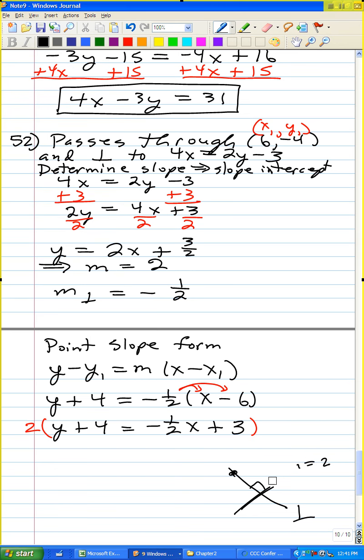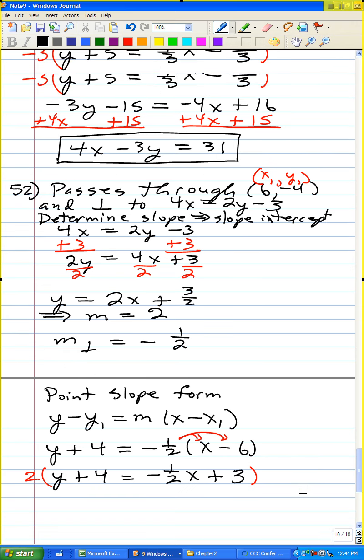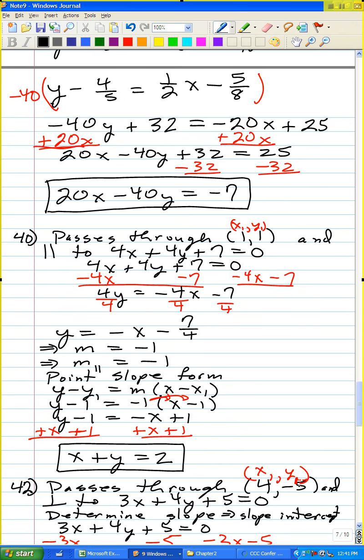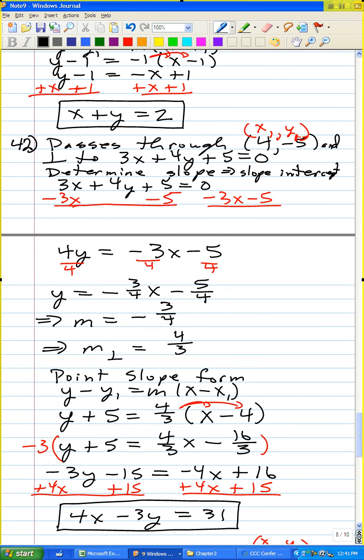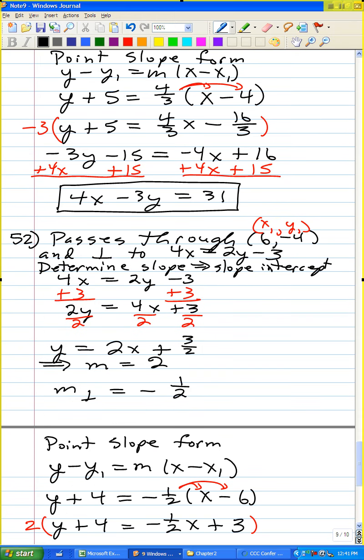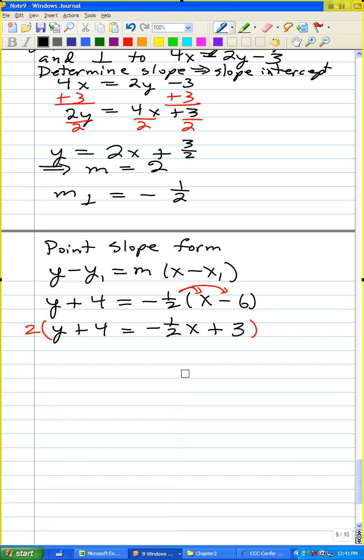Only when they tell you it's perpendicular. So notice here, it said parallel. Problem number 40 said parallel. So we use the same slope. Here in 42, it said perpendicular. So we had to take the negative reciprocal. And in 52, it said perpendicular. So I had to take the negative reciprocal. It depends on what the question asks. If the question says perpendicular, then you use perpendicular. If the question says parallel, then you must use parallel. So it depends on what the question is telling you.